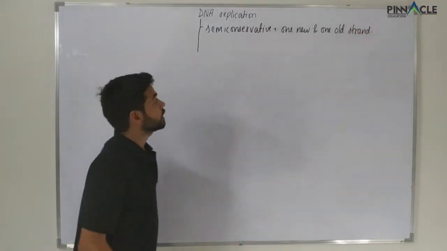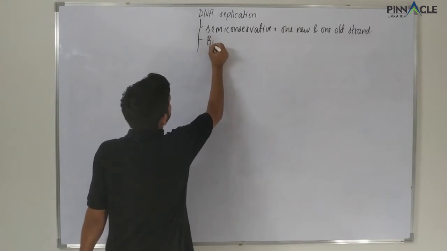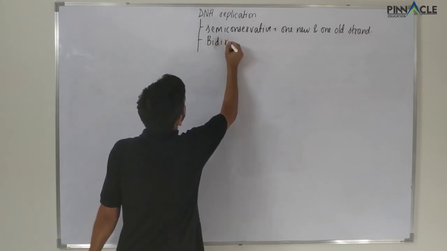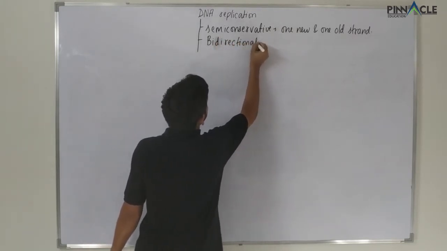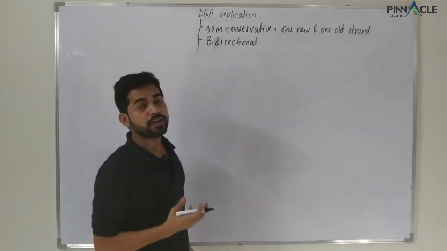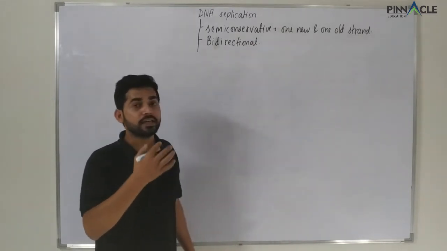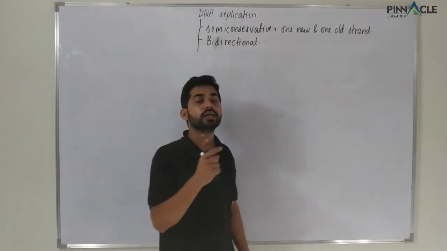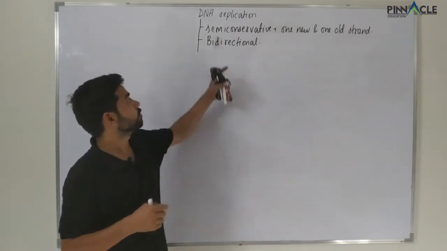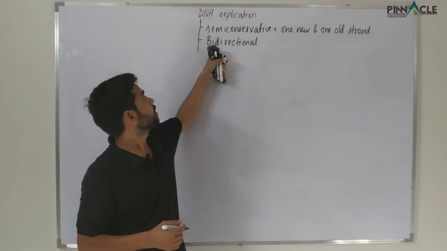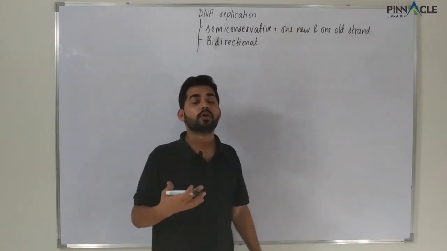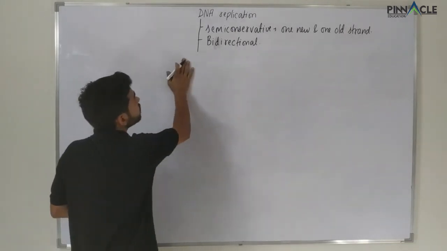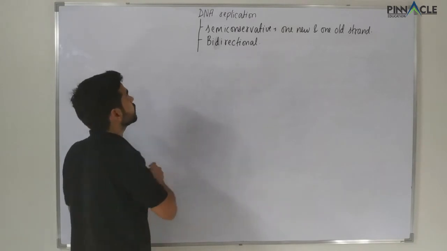Okay. The second property is that it is bidirectional. Bidirectional means that from wherever the DNA replication would start, it would be followed in 2 different directions, that is, in the opposite direction. So it will not be occurring in only one simple direction. So one property is semi-conservative, one is bidirectional, and there are also other properties of DNA replication which we will see later when we study this section. So these are the 2 main properties of DNA replication.